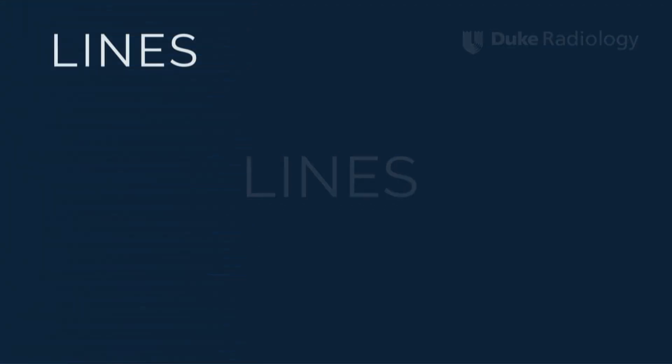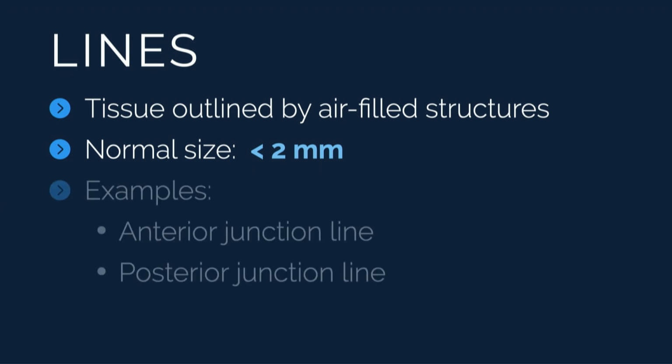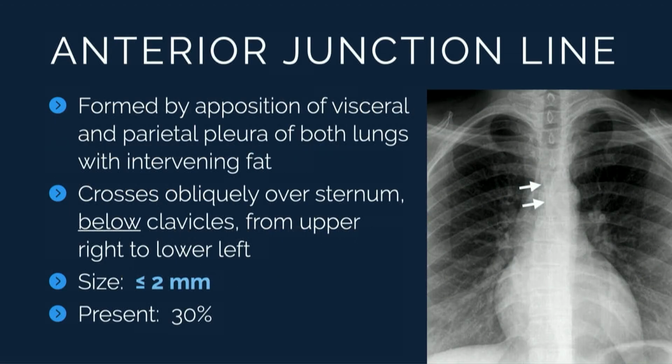So what are lines? Lines are formed by two air-filled structures being next to each other, and it's the interface between them that forms a line. Normally lines are less than 2 millimeters in thickness. What are some examples? We're going to talk about the anterior junction line and the posterior junction line in the chest. Some of these radiographs are older, but I think they still highlight the relevant anatomy here.